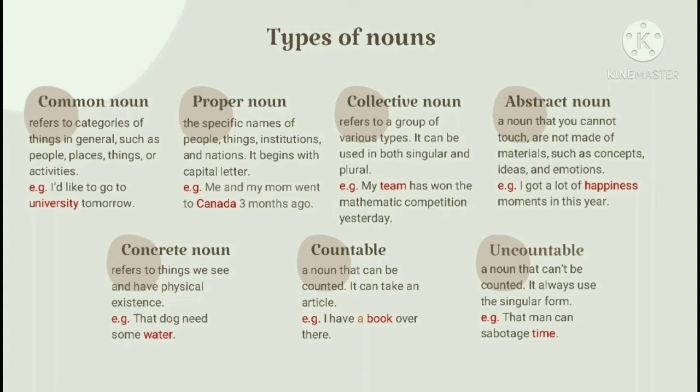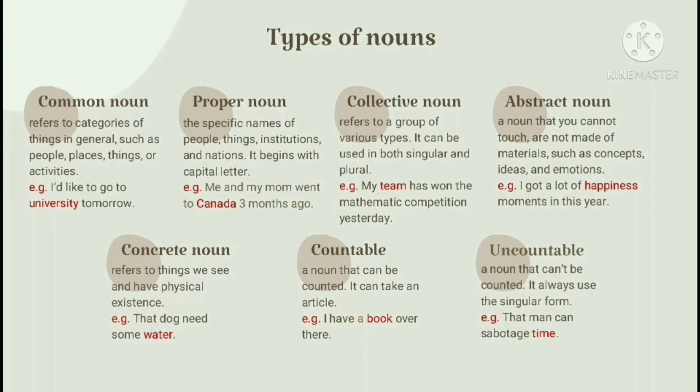Next, the second type is proper noun. Proper noun is the names of people, things, institutions, and nations. Proper nouns are more specific and begin with a capital letter. And I would like to give you an example in a sentence. Me and my mom went to Canada 3 months ago. The word Canada here is the proper noun because Canada is the name of a nation.